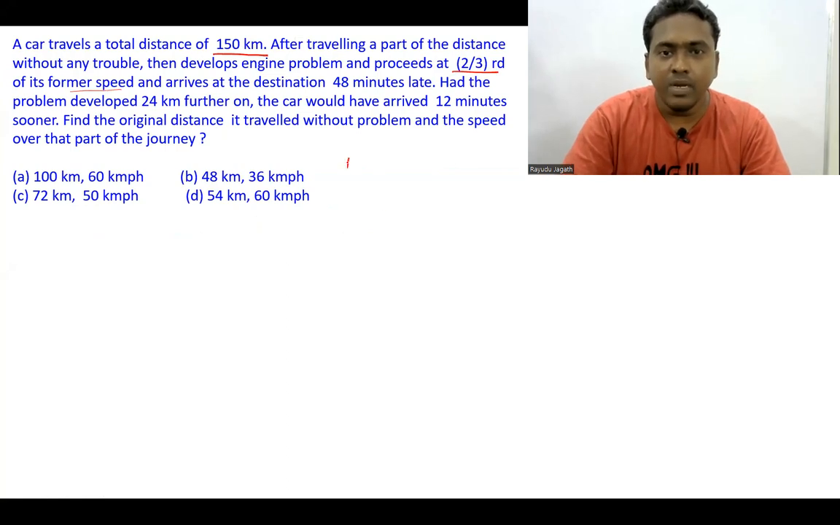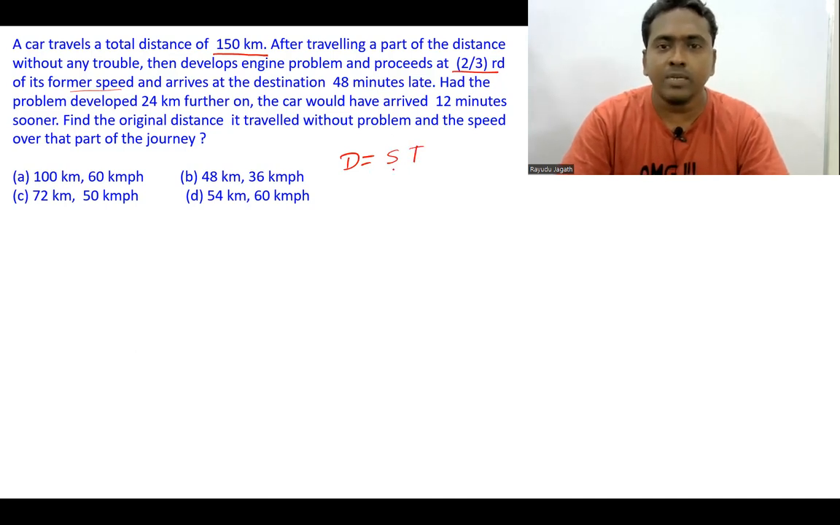Throughout this problem we will consider the concept distance is equal to speed into time. When distance is fixed, speed and time are inversely related. Why? Because S and T are multiplied. So when speed increases, time taken will be reduced. When speed decreases, time taken will be increased. That means increased speed means reduced time, and decreased speed means delayed time.